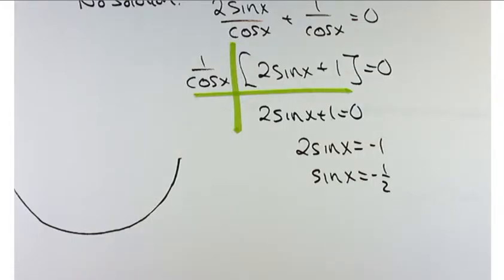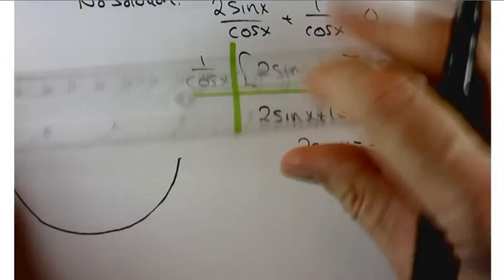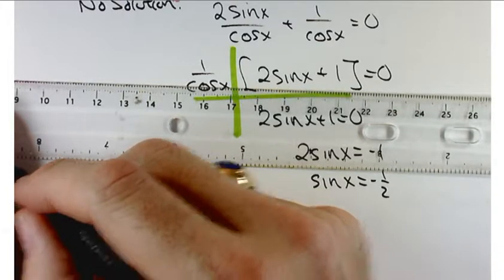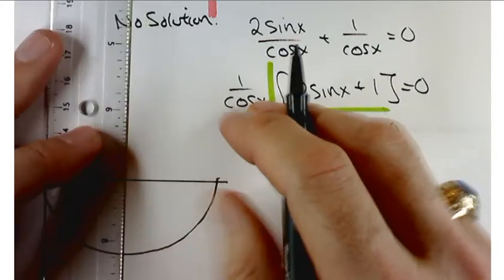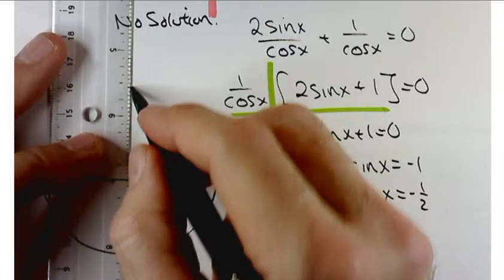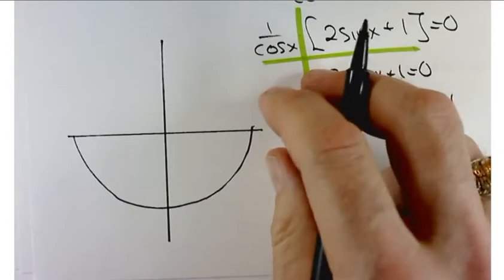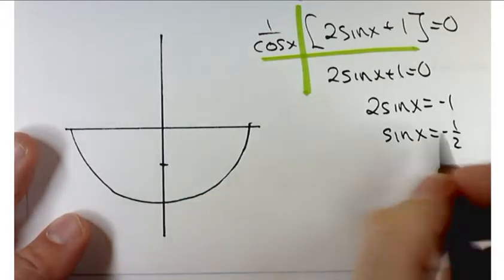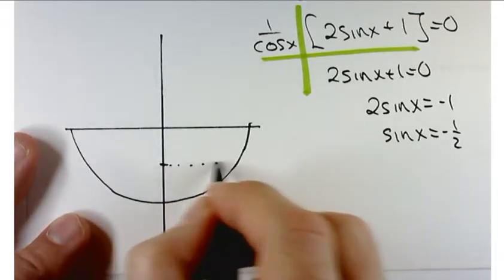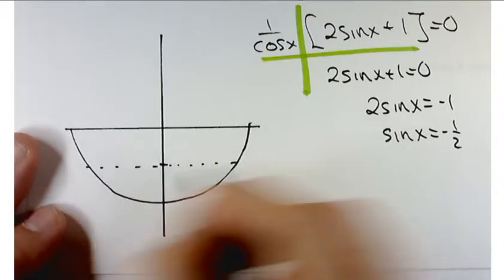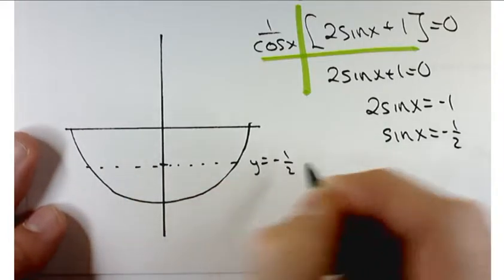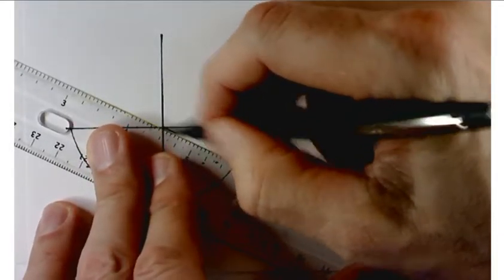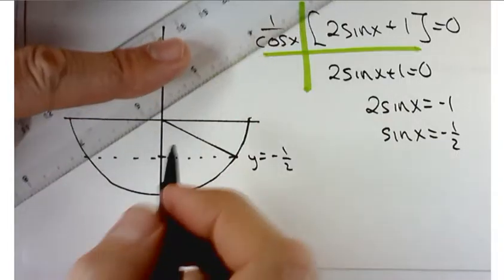So, sine is which coordinate on the unit circle? It's the y coordinate. So I've kind of drawn part of the unit circle here, not all of it. But basically what we know is that the y coordinate on the unit circle is negative 1/2. So this is the line y equals negative 1/2, and you want to find these angles right here, here and here.